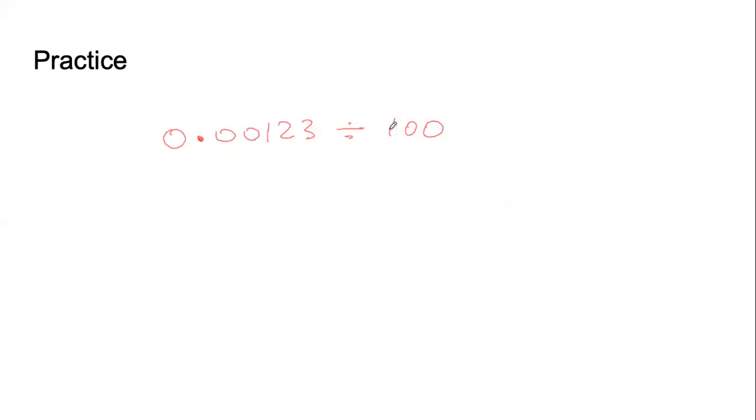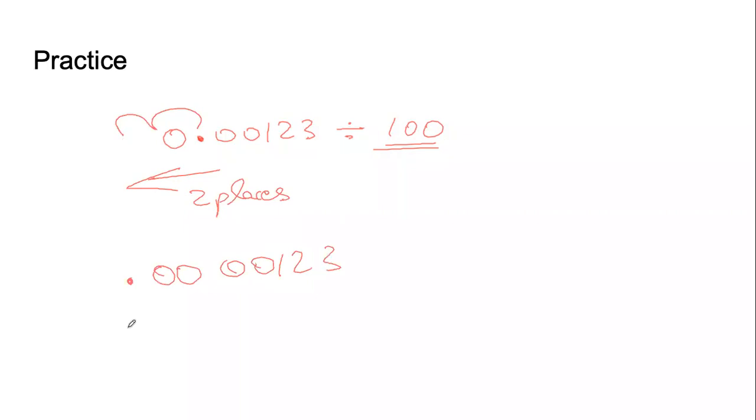So here the divisor is 100. So we will move the decimal place to the left, 2 places. So from here to here, from here to here. So the answer will be 0.00000123. And to make it beautiful, you will write 0.0000123. This is the correct answer.